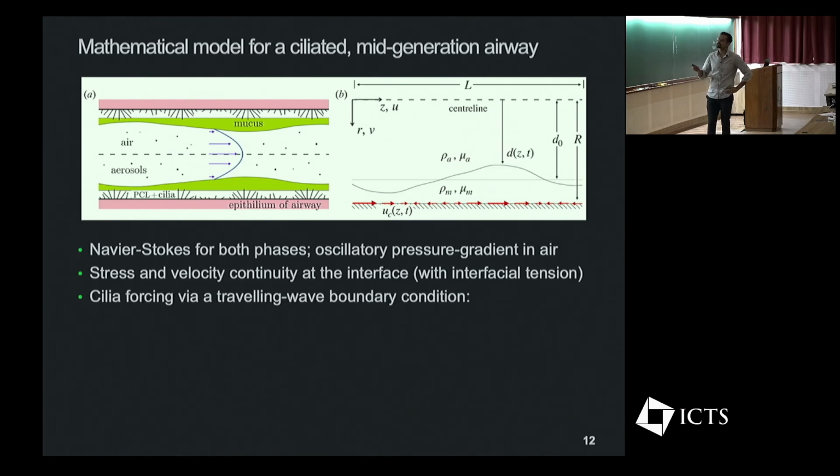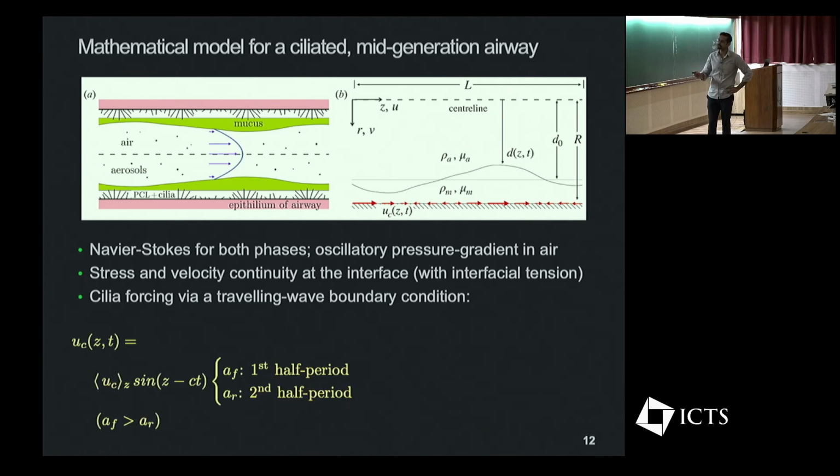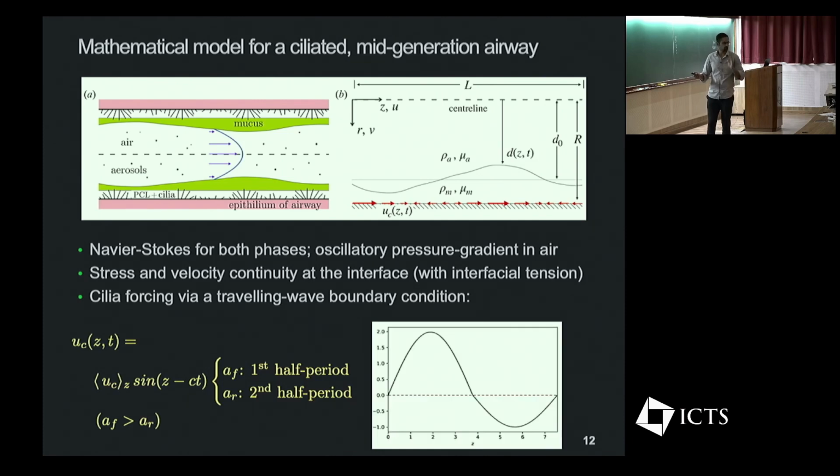With this Celia forcing condition at the wall, I'll skip the details, but basically we put a velocity that's like a traveling wave and which is asymmetric. So the forward stroke is stronger than the reverse stroke. So it creates a propulsion that sort of moves 2 steps forward, 1 step back, and you eventually get motion.